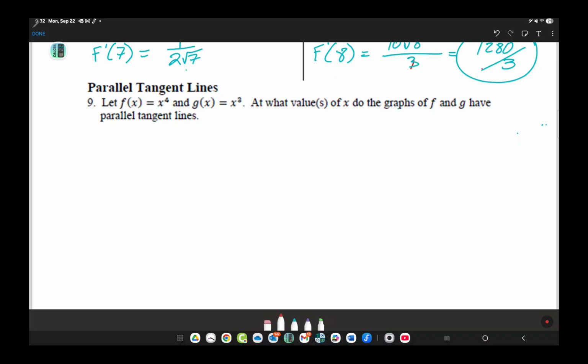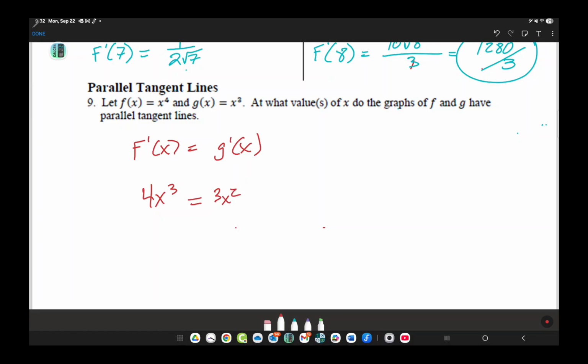All right. Parallel tangent lines. Now, in order to have parallel tangent lines, the slopes must be what? Must be the same slope. And how do you find slope? F prime of x must equal g prime of x. In order to have the same slope, the derivatives have to be equal to each other. So what's the derivative of x to the 4th? 4x cubed. What's the derivative of x cubed?